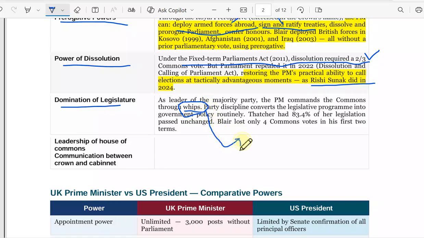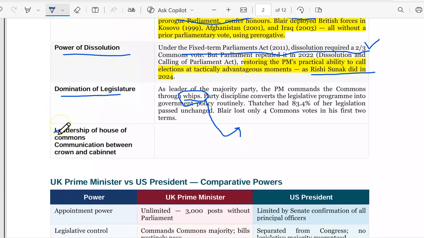If they don't comply, it will lead to whips, three-line whips, and if anyone gets three warnings, it will lead to the resignation of that specific person. At the same time, the Prime Minister is the leader and the communication link between the Crown and the cabinet.